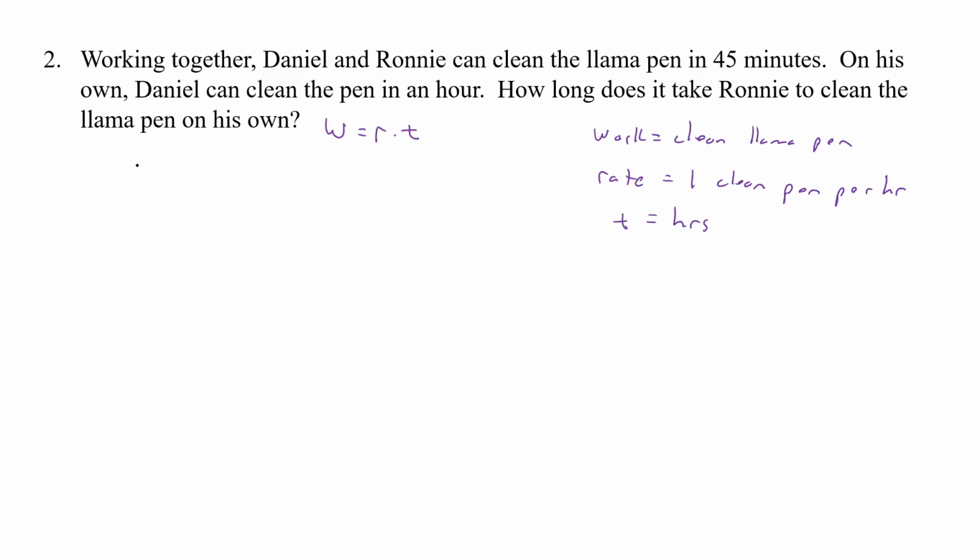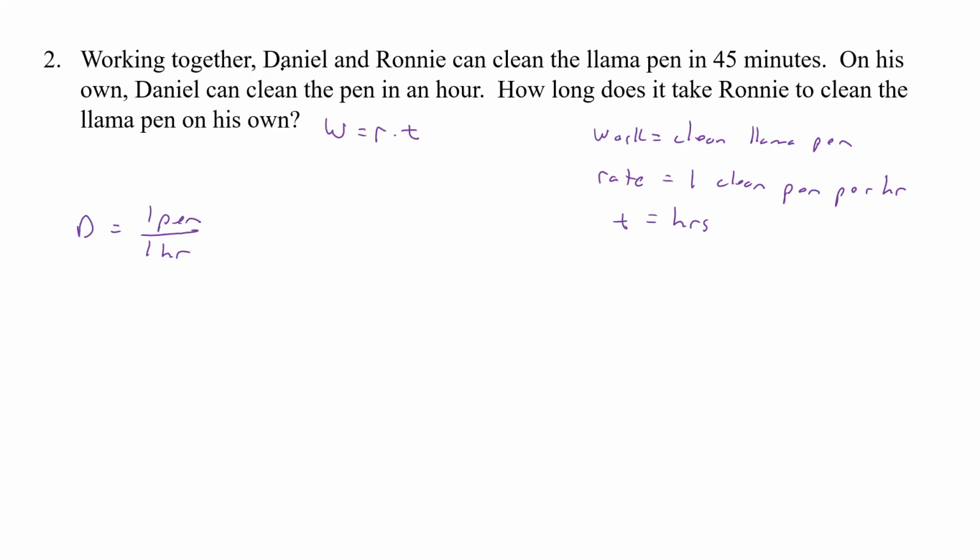And so, what does it tell us? Well, it says Daniel. I'm going to try to say Donnie because we did Donnie on the last problem. And we have a Ronnie here. So Donnie and Ronnie just go together. It says Daniel can clean the one pen in 1 hour. So we know that's Daniel's rate.